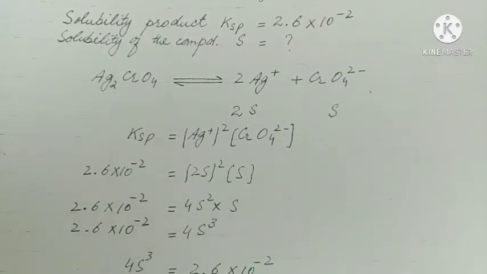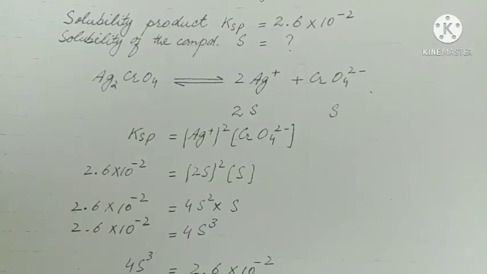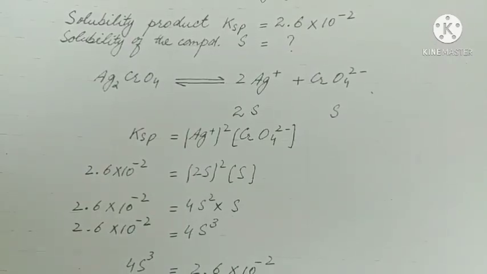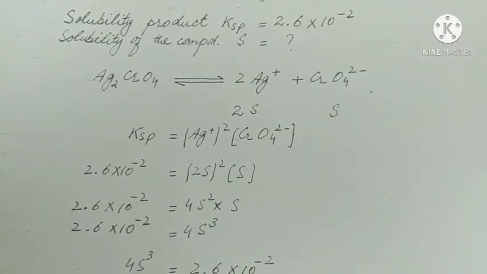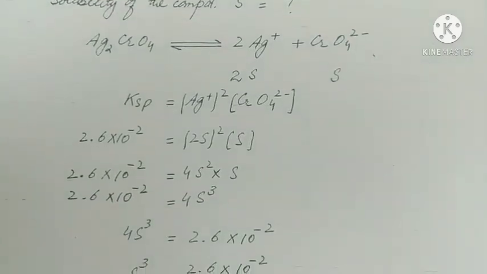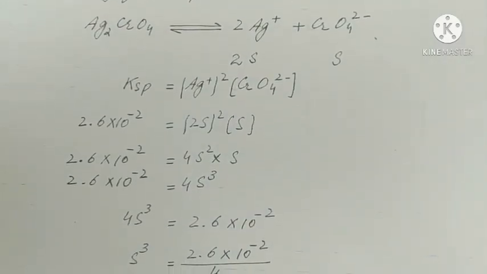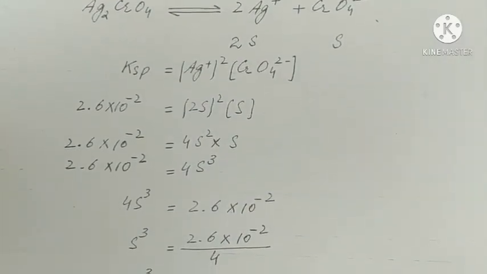Then KSP is equal to solubility of silver ions is 2S and that of chromate ions is S. KSP is equal to silver ion square into chromate ions. Value of KSP is 2.6 10 to power minus 2 is equal to 2S square into S, which is 4S cube. 2.6 10 to power minus 2 is equal to 4S cube. Now 4S cube is equal to 2.6 into 10 to power minus 2.